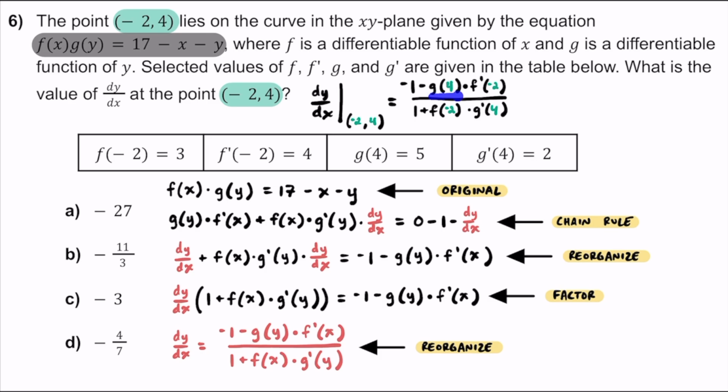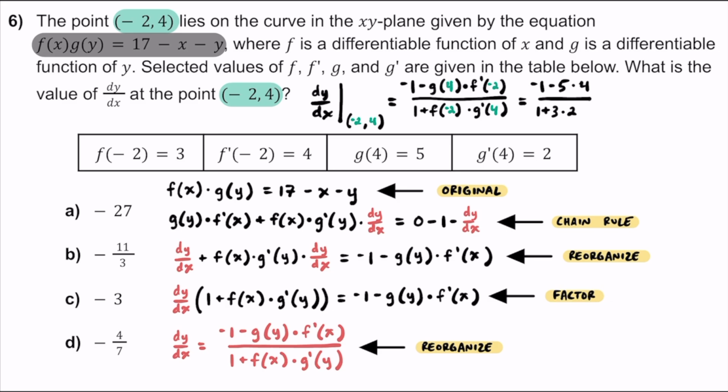So for this g of 4, let's substitute in 5. Then for this f prime of -2, let's substitute in a +4. For f of -2, let's substitute in the value 3. And then for g prime of 4, let's substitute in 2. Substituting in, we're going to get -1 minus g of 4, which you know is 5, multiplied by f prime of -2. We said that's going to be +4. And this is going to be all over 1 plus f of -2, which we said was 3, times g prime of 4, which we said was equal to 2.